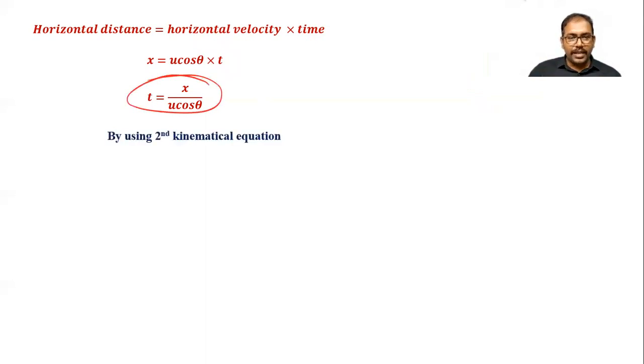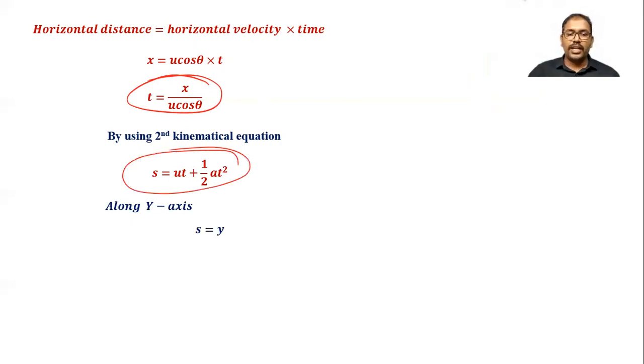Now, the second kinematical equation is s equals ut plus half at square. We have to write this equation along the y-axis. Then we substitute s is equal to y. S is the displacement, so displacement along the y-axis is y. Then u is the initial velocity. Initial velocity along the y-axis I can write uy, or that uy we can write u sin theta. Then acceleration along the y-axis I can write ay, which is equal to the acceleration due to gravity, minus g.